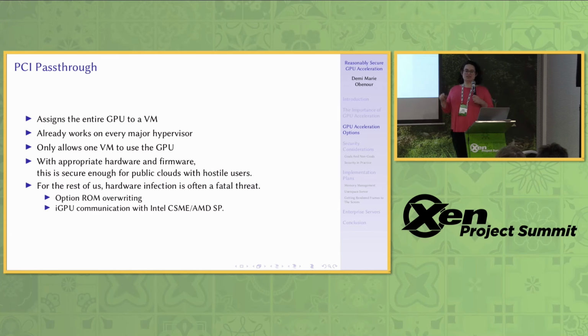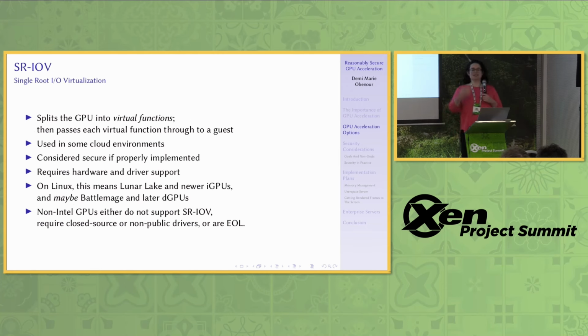The good news is that if you're a cloud provider and you have control over the hardware and firmware, you can make this secure enough for public clouds with hostile users. The bad news is that for the rest of us, hardware infection is often a fatal threat. That could be things like overwriting option ROMs that will then be executed on the next reboot, or abusing the ability of an integrated GPU to communicate with a privileged coprocessor on the system, which isn't great. SR-IOV is also used in some cloud environments.